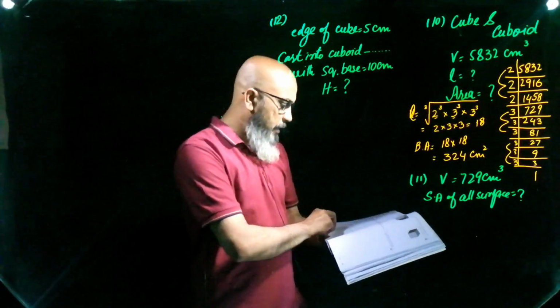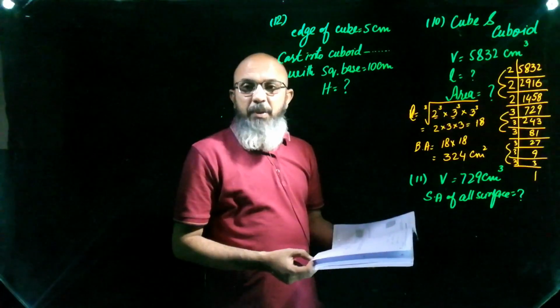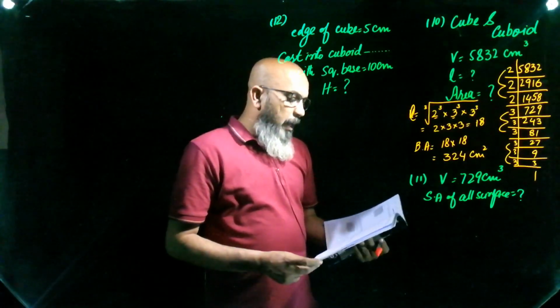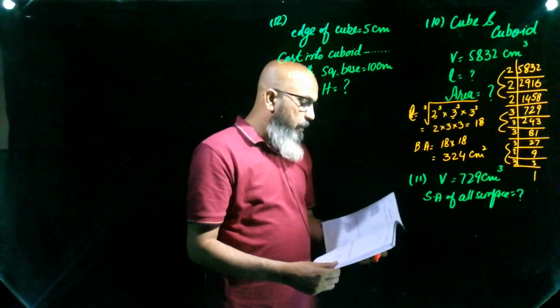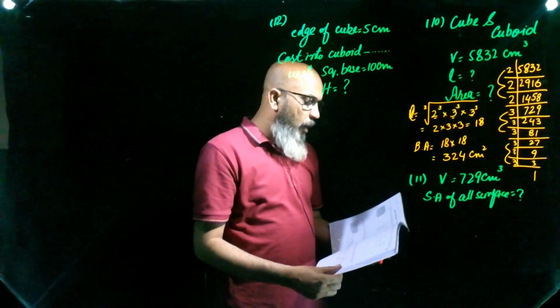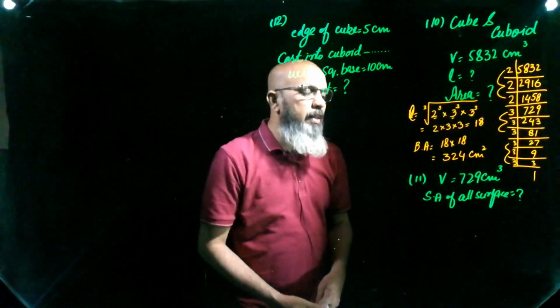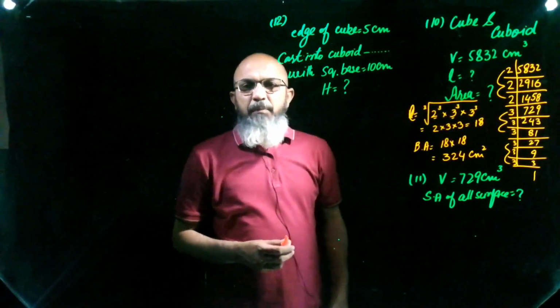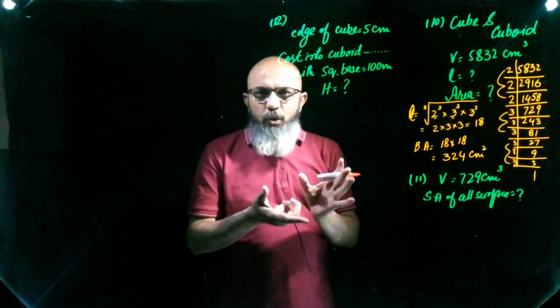In the next question, from your page number 58, question number 11: a cube with the volume 729 cubic centimeters is given to you, and find the total area of all the painted surface. Now again, what is given to you? The volume is given to you, right? So similarly, we have to find the length of one edge.